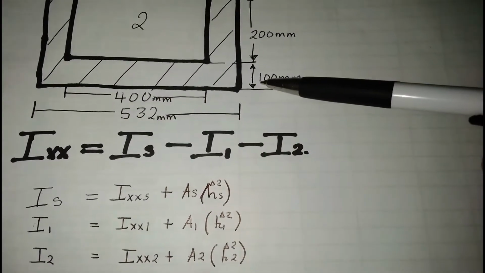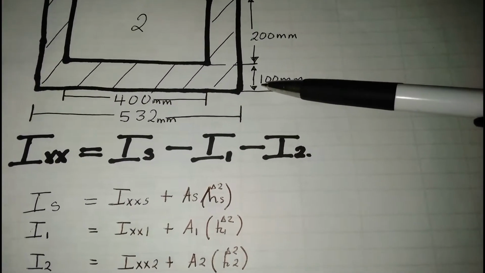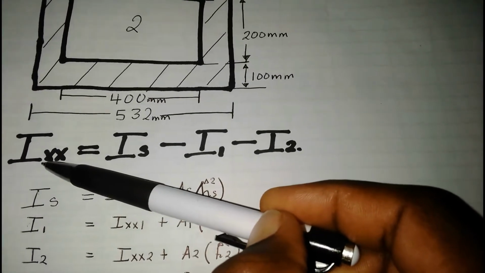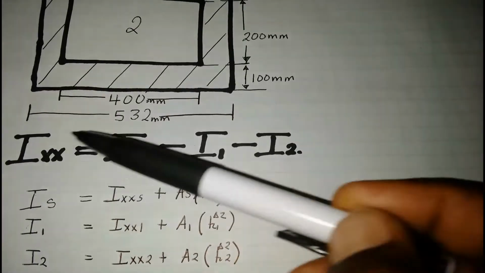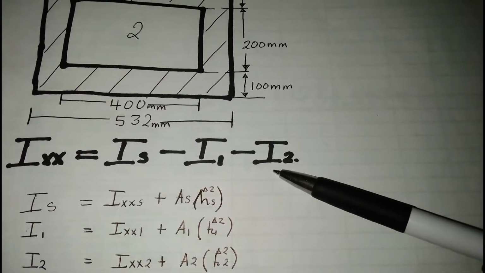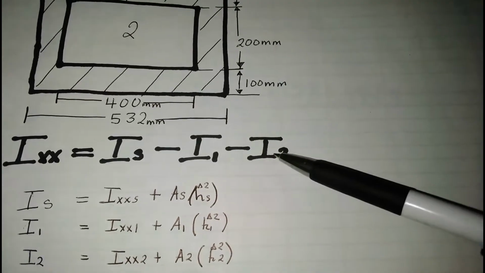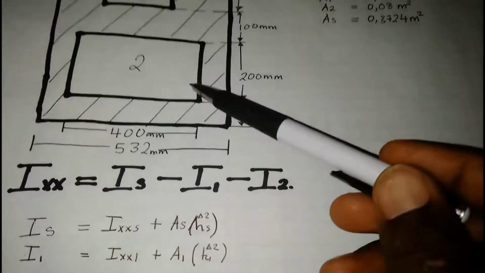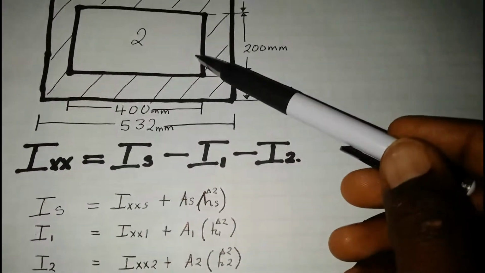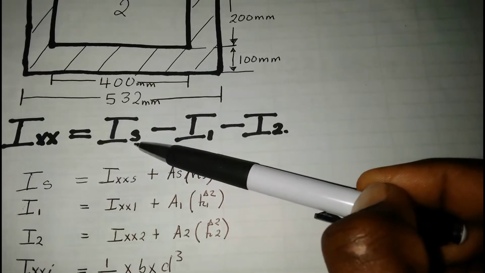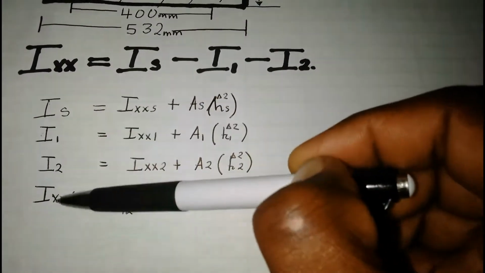For us to get Ixx, the moment of inertia, we're going to use this formula, which says Ixx, and this is what we're looking for, is equal to Is minus I1 minus I2. These are the individual moments of inertia, and we can calculate them for this structure. For Is, this is the Is, and we've just written them separately here.